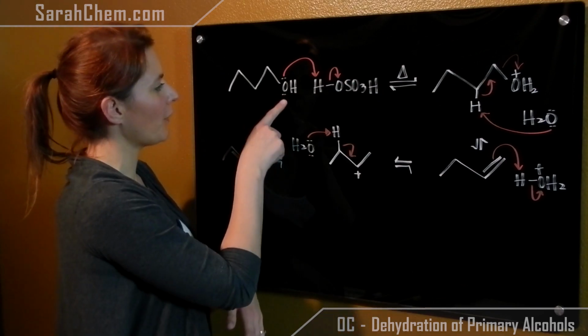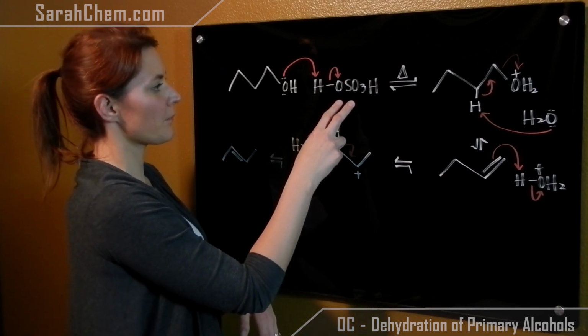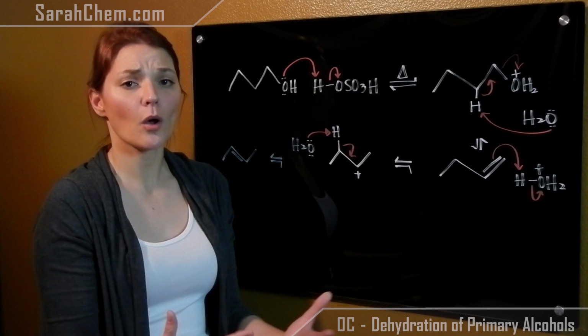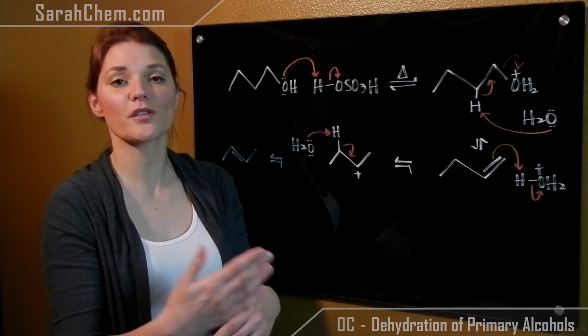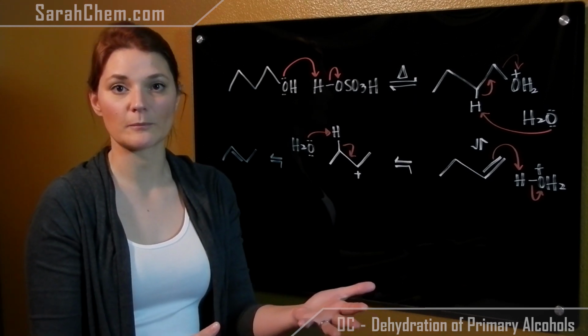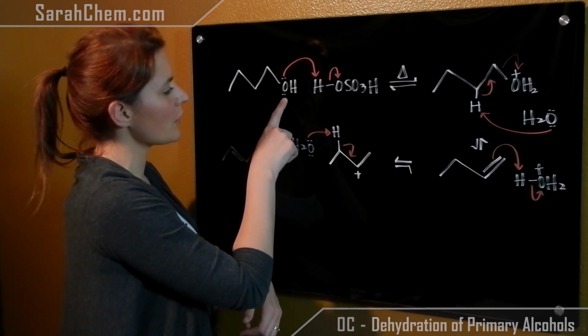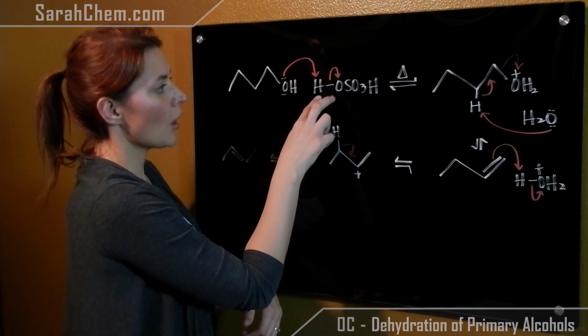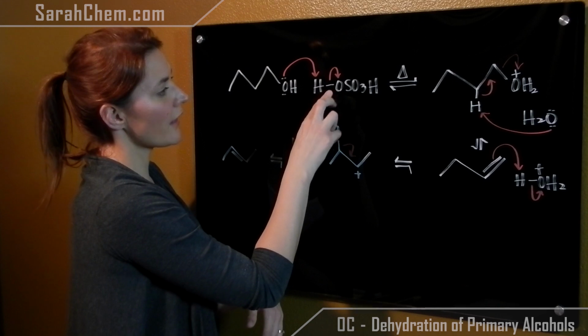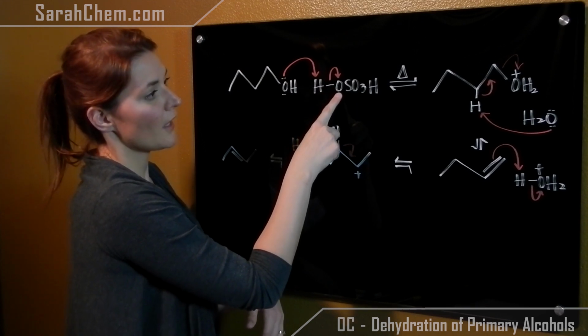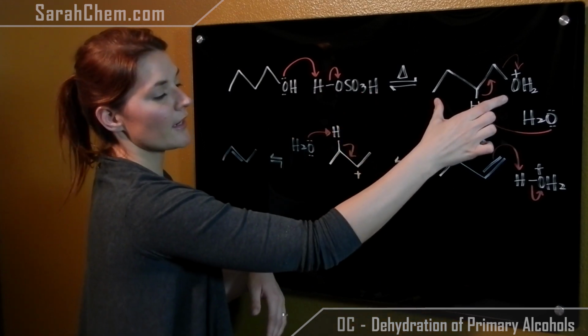So over here we have our primary alcohol and sulfuric acid. As always, the first step is to activate that OH group so that it can be kicked off later on in the reaction. So over here, our O with its lone pairs will attack this hydrogen, causing this bond to break and those electrons to shift onto this O. So at the end of this step here, we have a protonated alcohol.